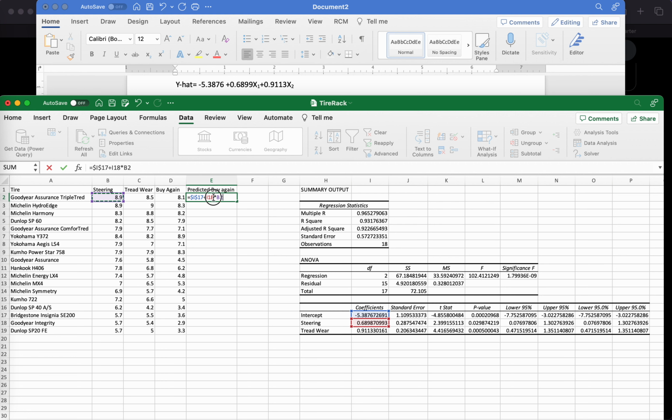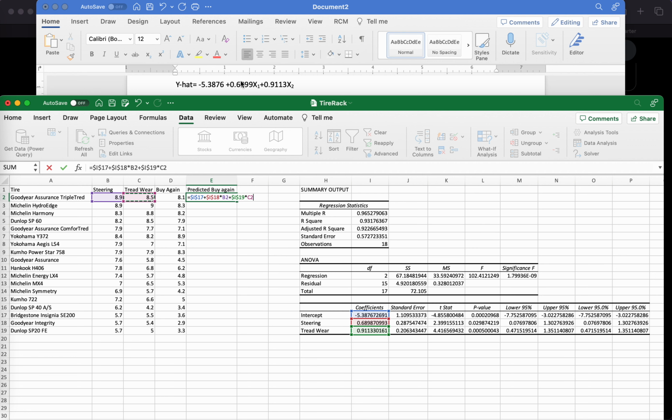Now this steering coefficient, again, I'm going to make that an absolute reference, but the value of steering itself is not an absolute reference. That cannot have dollar signs because that will change for each tire. But the coefficient remains the same. So the coefficient remains the same, but the value will change. So I'm going to not make that an absolute reference.